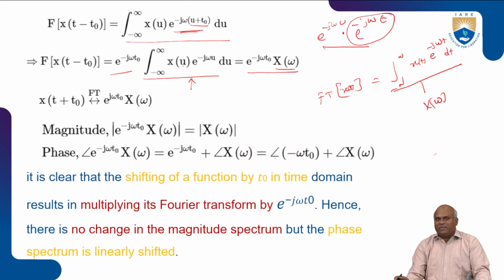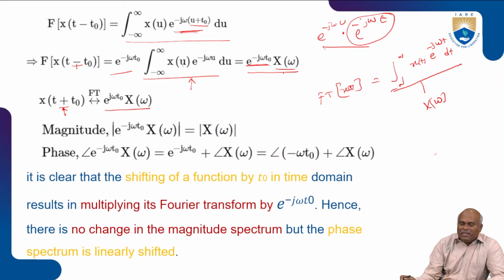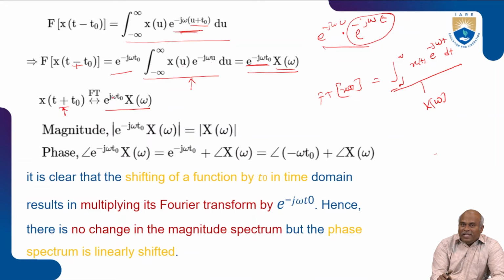Now suppose we have a delayed version, and I add plus t0, that is x of t plus t0. Then what is the output of the Fourier transform? The output is represented as e power j omega t0 X of omega. Here there is the minus, that's why we got e power minus j omega t0 in this term. Here there is the plus t0 in the Fourier transform, and we got e power j omega t0 X of omega.